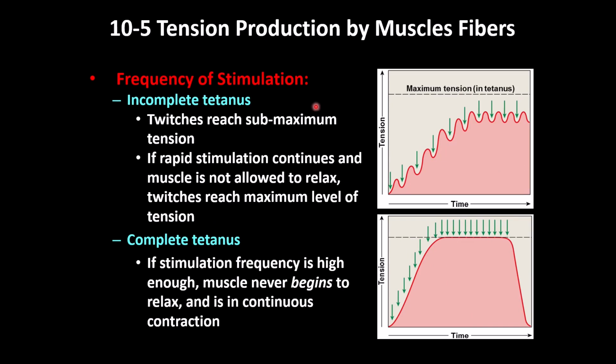In incomplete tetanus, it's the same idea as summation, but you continue stimulation until you reach a plateau phase. Here the muscle tension is much higher than before, but in between the stimuli the muscle still relaxes a little bit. And in complete tetanus, the stimulation is so very fast that the muscle cannot relax. So the tension increases very rapidly, goes all the way to the maximum, and stays at the maximum until you go back to relaxation.